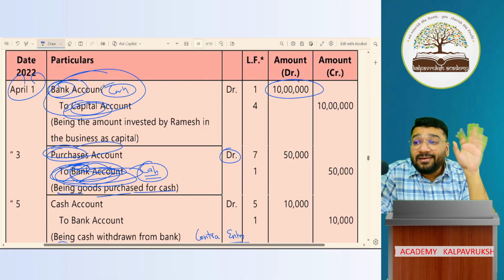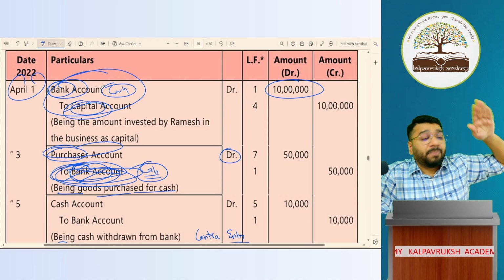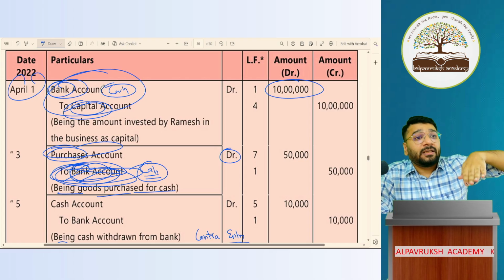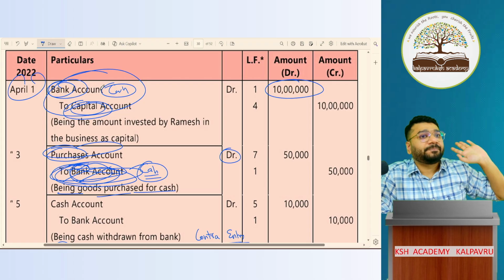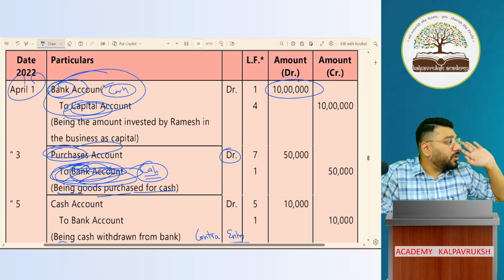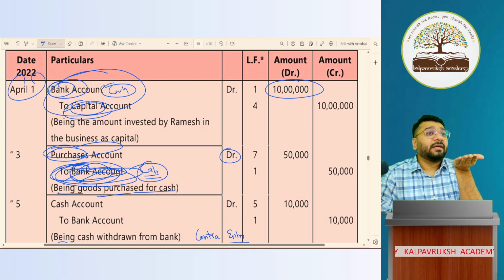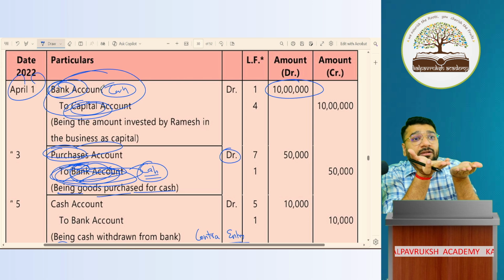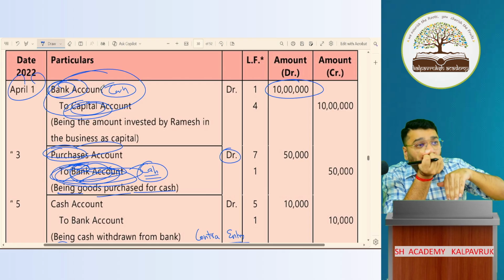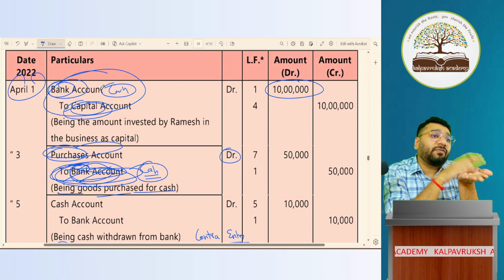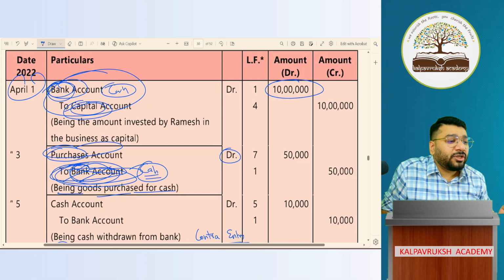So generally, I'm telling, whenever the question says that a person is starting the business with so much capital, and cash or bank is not mentioned, the first preference is always bank. But in a situation like this, where cash is not there but in the second transaction a cash purchase is done, we have to either assume that this is not cash but a bank transaction, or change the first transaction, instead of bank, to cash. Got it, not got it?